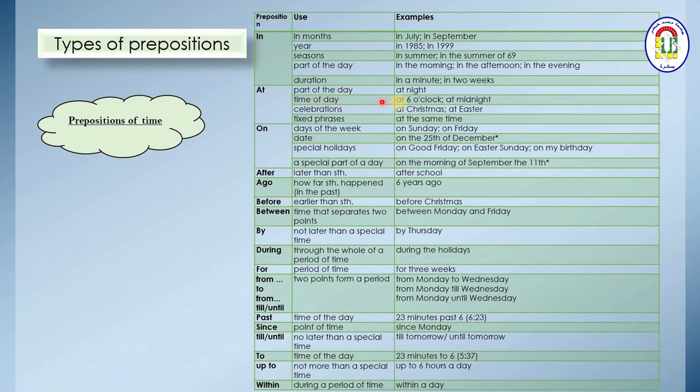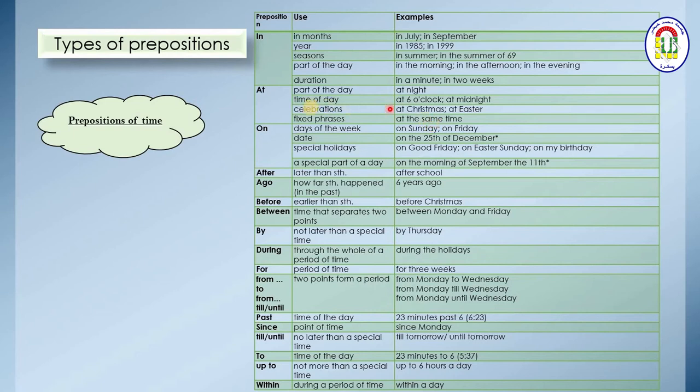Time of the day: at 6 o'clock, at midnight. So here I don't say in 6 o'clock, I say at 6 o'clock. Celebrations: at Christmas, at Easter. Fixed phrases: at the same time. So here, prepositions cannot be used interchangeably, so I cannot use this preposition instead of this. So with night I use at, not in. With morning I use in the morning, not at morning.